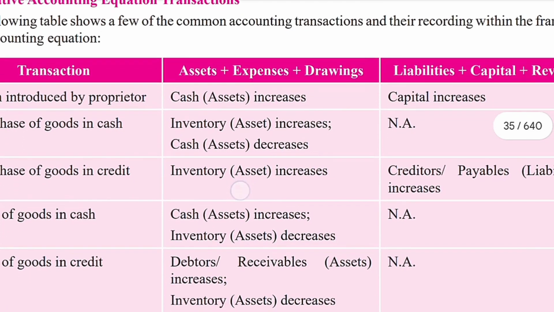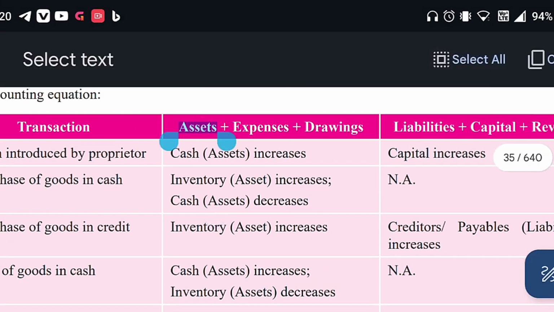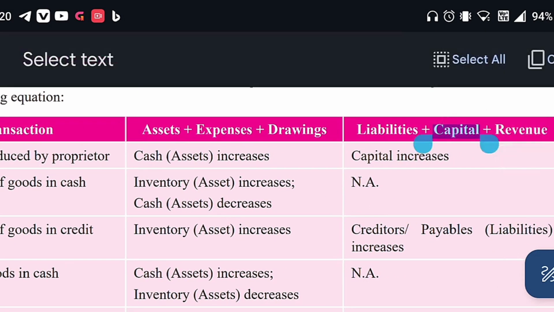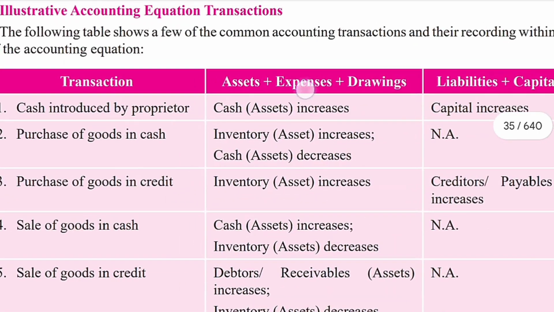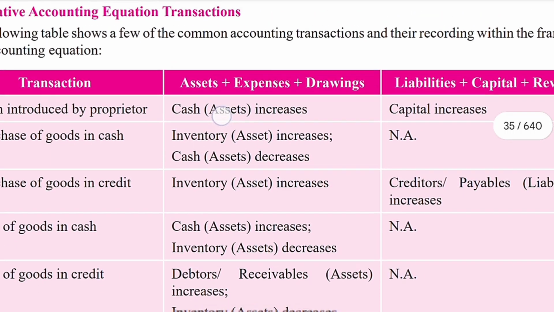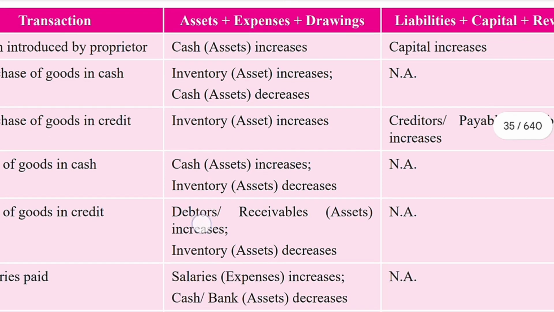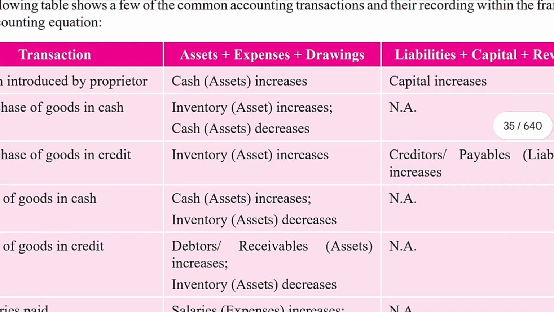So when the proprietor is bringing cash, what happens? Cash increases. Cash comes under the head asset. So cash increases and capital increases, right? Here capital comes under capital only. And when goods are purchased for cash, it is expenses, and also cash decreases. So both have to be recorded under this head. There is no impact on liabilities, capital or revenue, because when inventory is bought, cash is decreasing, so it is already balanced under this head itself.